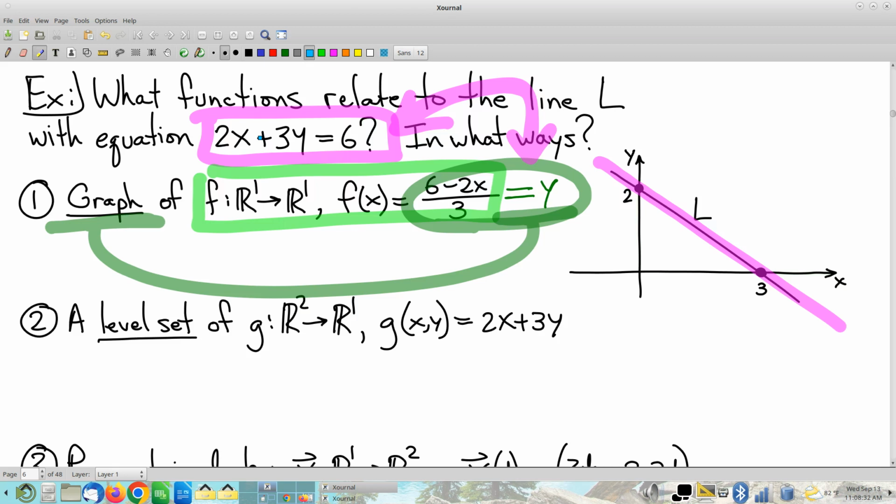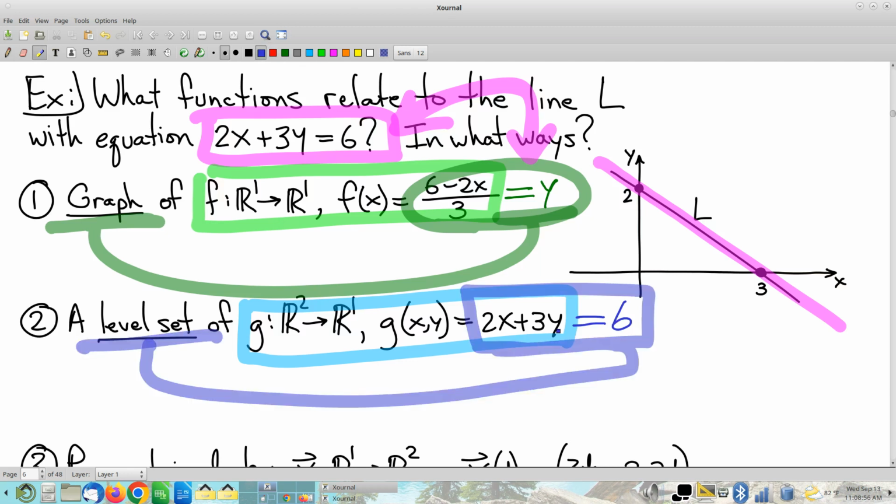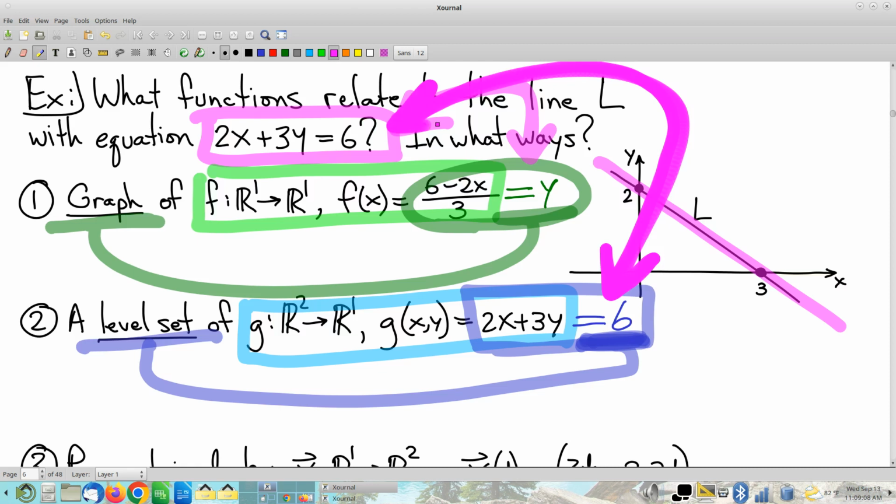Well, this line is a level set of this function. I know it is because I can write down exactly what a level set is. A level set is what you get when you set your function equal to a constant. In this case, I'm going to let that constant be 6. And check it out, then, this being exactly what a level set is, we set the value of the function equal to a constant. And sure enough, now I have an equation that is, again, equivalent to the original line. This time it's actually the same equation, whatever. The point is they're equivalent.